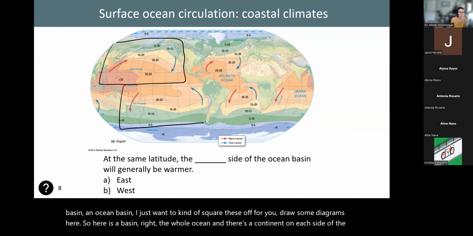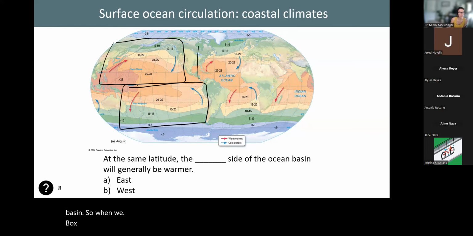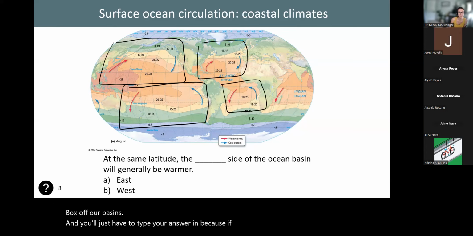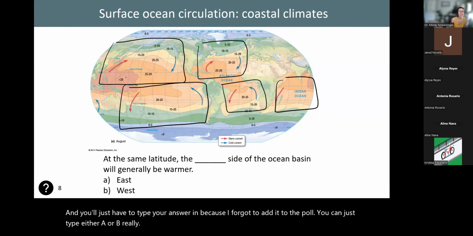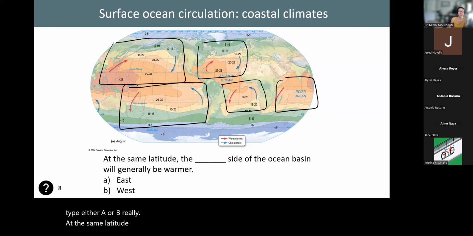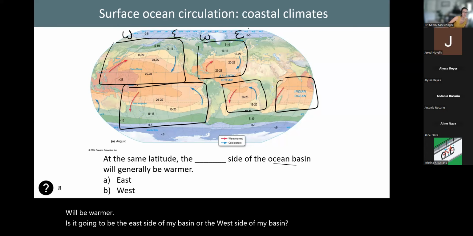So when we box off our basins, you'll just have to type your answer in because I forgot to add it to the poll. You can just type either A or B, really. At the same latitude, the blank side of the ocean basin will be warmer. Is it going to be the east side of my basin or the west side of my basin? Will be warmer.